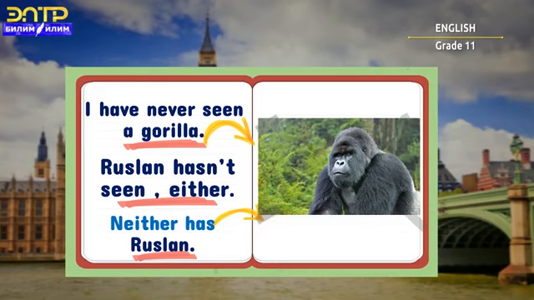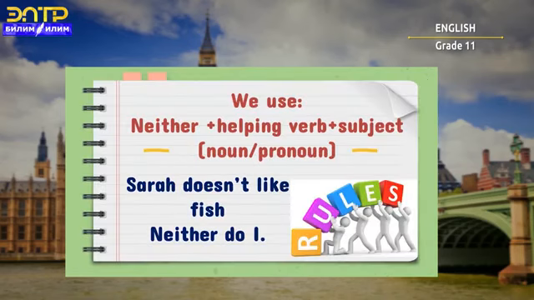Or, to express an agreement in another way with this negative sentence, we can say, neither has Ruslan, starting with neither and then the helping verb of the present perfect has, without not, because neither gives a negative meaning, and then Ruslan. Now, dear students, what can you tell me about agreeing using neither? Let's see. We use neither, then the helping verb, then the subject, a noun or pronoun. For example, Sarah doesn't like fish. Neither do I.